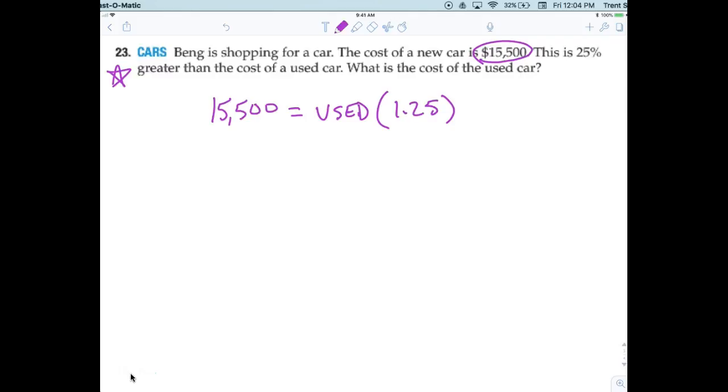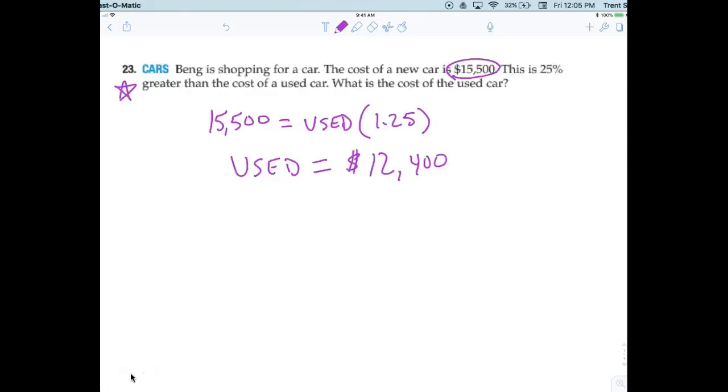So this is how I want you to think about it. Mathematically, to solve that, all I have to do is divide both sides by 1.25. Everybody divide by 1.25 and tell me, what do I get? Good job, buddy. 12,400. Of course we divide. Tell me why. Because it's our equation, right? So to solve for used, we divide. Did you see that, Colin? All right, that was pretty nice.